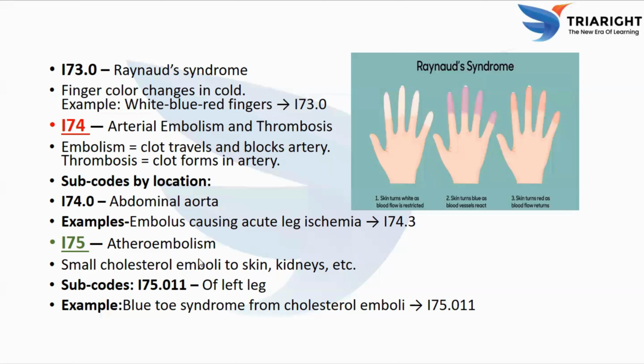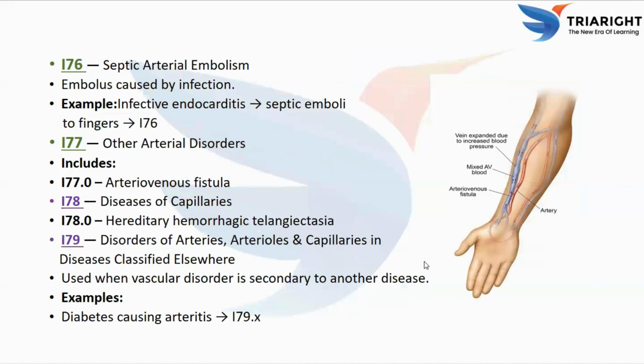So what is an example? Subcode example: I75.011 indicates atheroembolism of the left leg. So whenever atheroembolism of the left leg is diagnosed, you have to assign the code I75.011. So this is about the atheroembolism category.